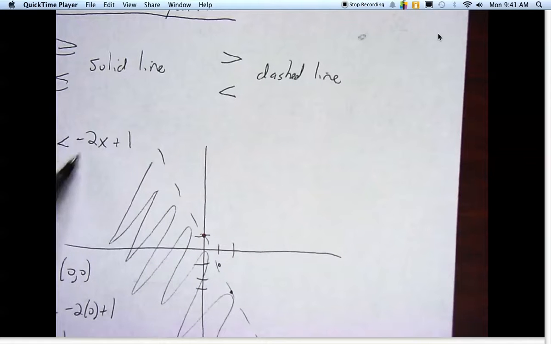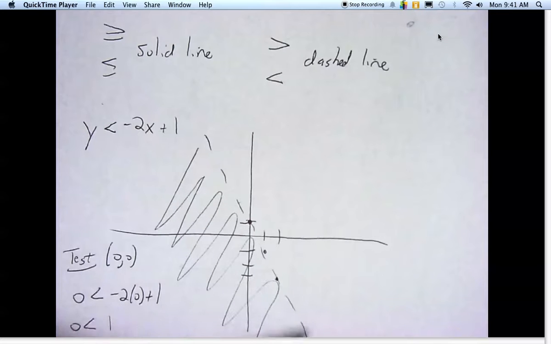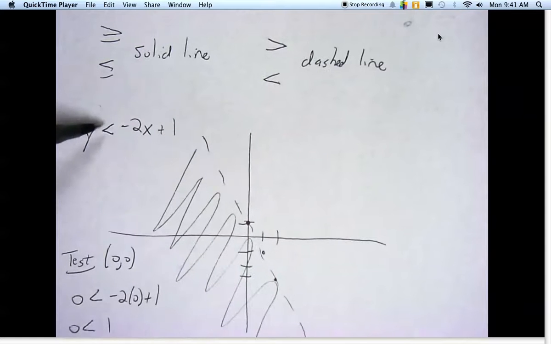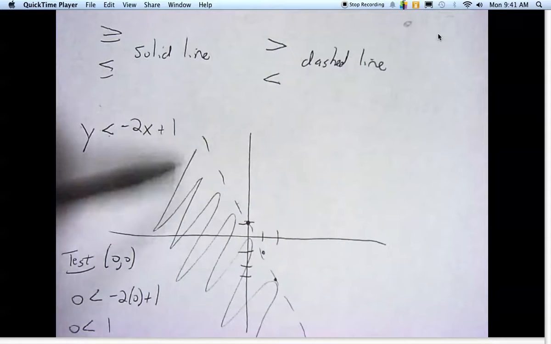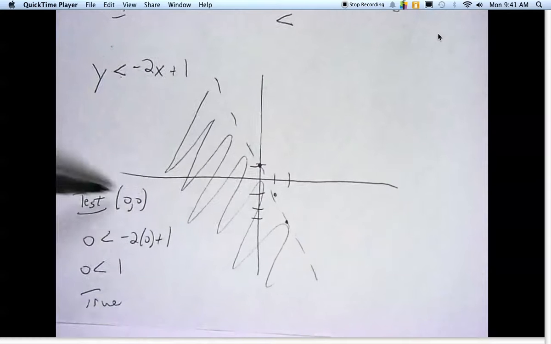There is no bar here, and so I drew in my line. I connected those dots with a dashed line. Then I have to decide which side to shade. My instincts tell me since y is by itself and since it's less than, I'm going to shade down, right, below the line. The way I double check that is I test 0, 0.